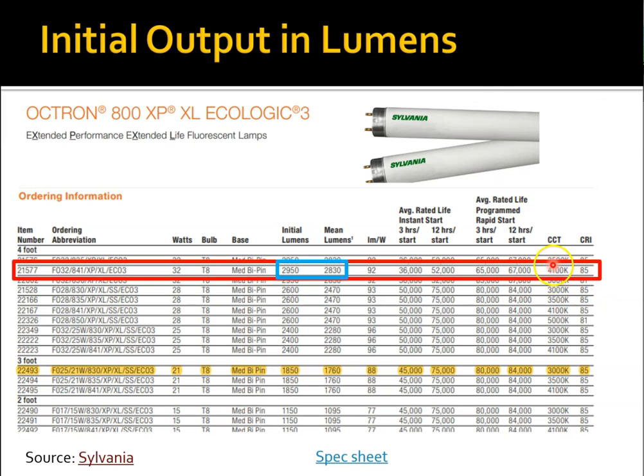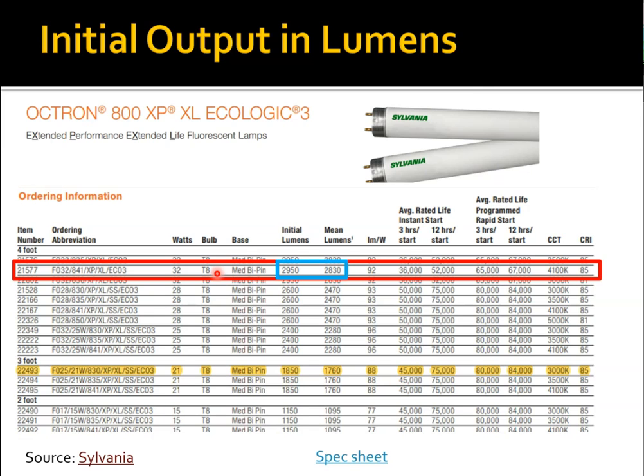Your color temperature is a consideration. This is a 4100K, standard for a commercial building. CRI, as you remember, is your color rendering index, and that tells you how good it is at rendering color. So again, there are all kinds of considerations. There are some standard options, and this is pretty standard: a 4100K T8 32-watt 4-foot fluorescent tube. So we'll go with that one.